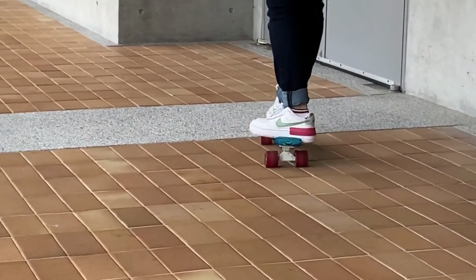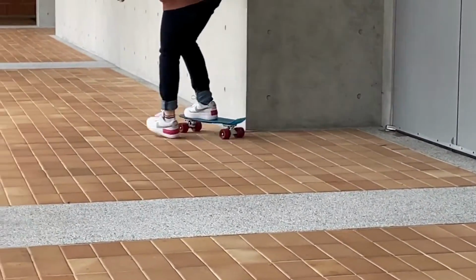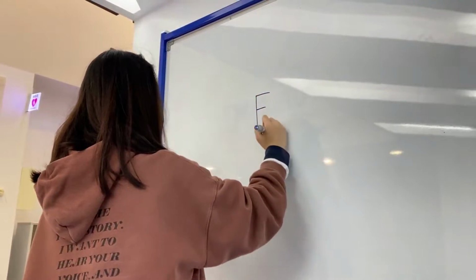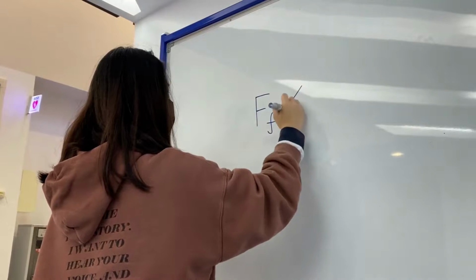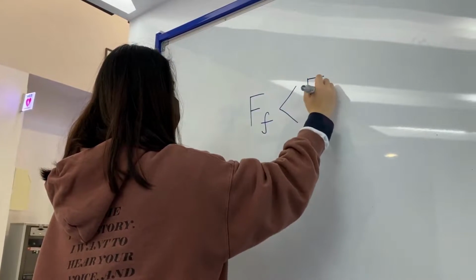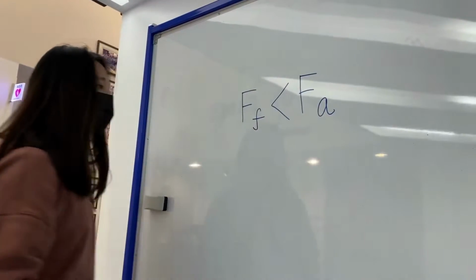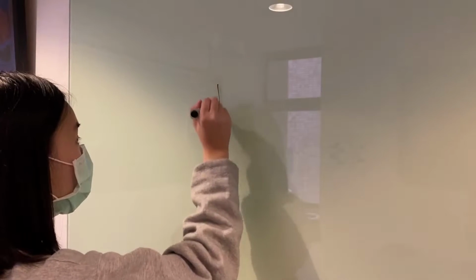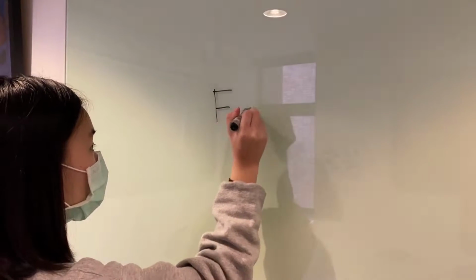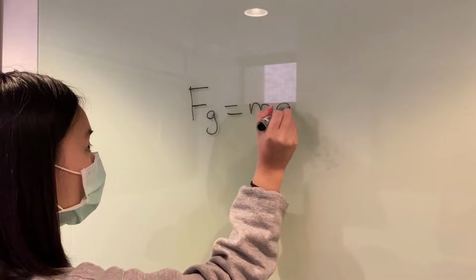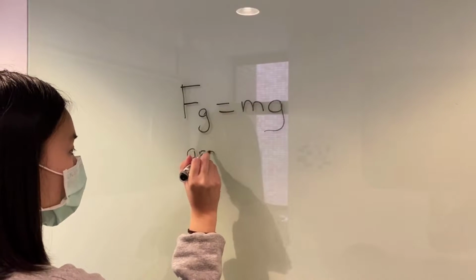Just like this video when I was on the skateboard, my feet pushed off the ground, applying force against the skateboard. There is friction between the wheels of my skateboard and the ground, but its magnitude is less than the applied force. And of course, there's always going to be gravitational force and normal force if the object is in contact with the surface, which it is. They will also be equal to each other.